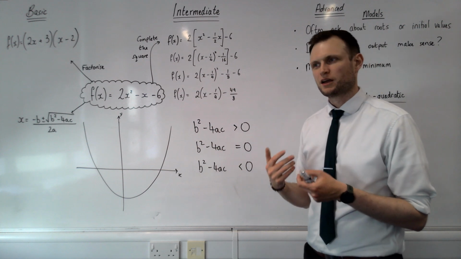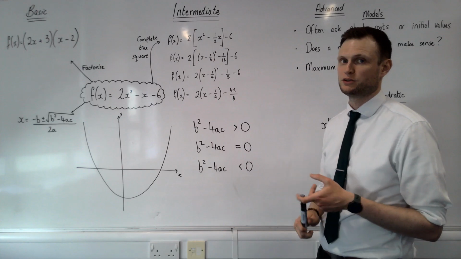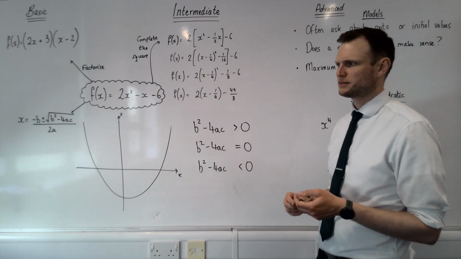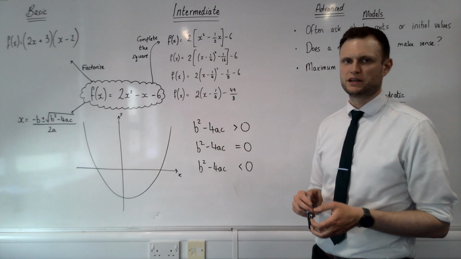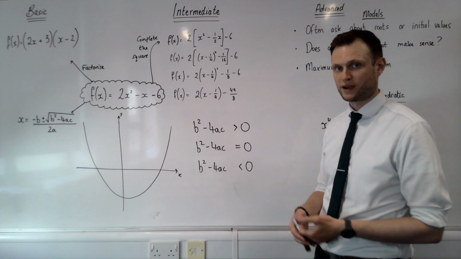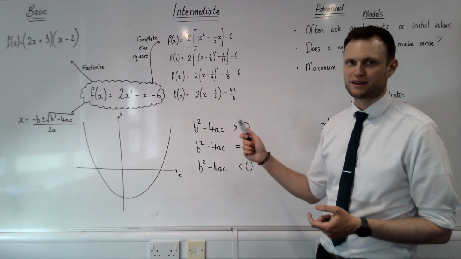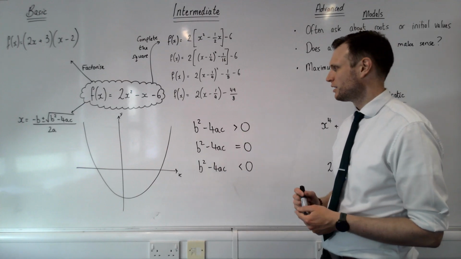Completing the square comes up occasionally. It comes up again in chapter 7 when you do proof. There's a classic proof in year 12 of showing that a quadratic is always positive or always negative. So being able to complete the square is useful.